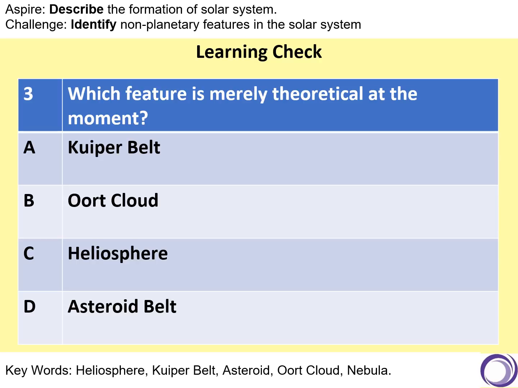Question 3. I know I'm going through these questions quite quickly, but there's nothing stopping you from pausing whilst you have a think about each question. Which feature is merely theoretical at the moment? A. Kuiper belt, B. Oort cloud, C. Heliosphere, D. Asteroid belt?